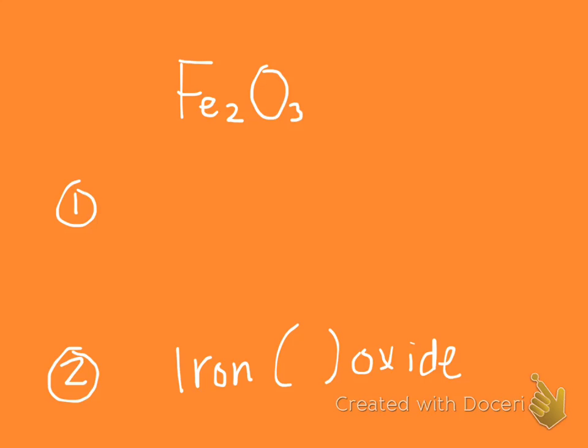So knowing that, I'm going to do sort of a reverse crisscross, and I'm going to reconstruct my ions. So we know that the iron is going to have a positive ion. It's a transition metal. They always do. We know that the oxygen is going to have a negative ion. Oxygen always does.